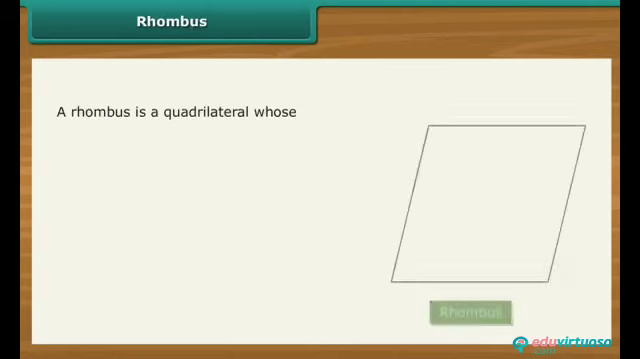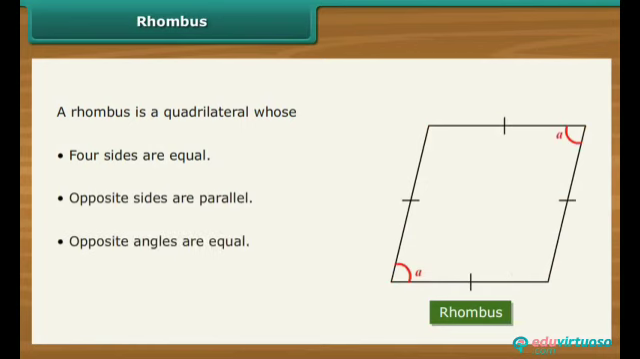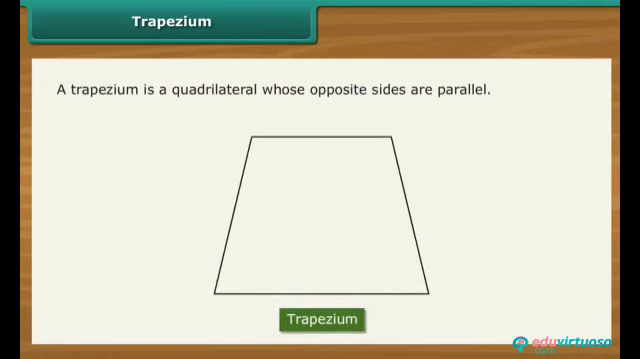Rhombus. A rhombus is a quadrilateral whose four sides are equal, opposite sides are parallel, opposite angles are equal, diagonals are perpendicular to each other. Trapezium. A trapezium is a quadrilateral whose opposite sides are parallel.